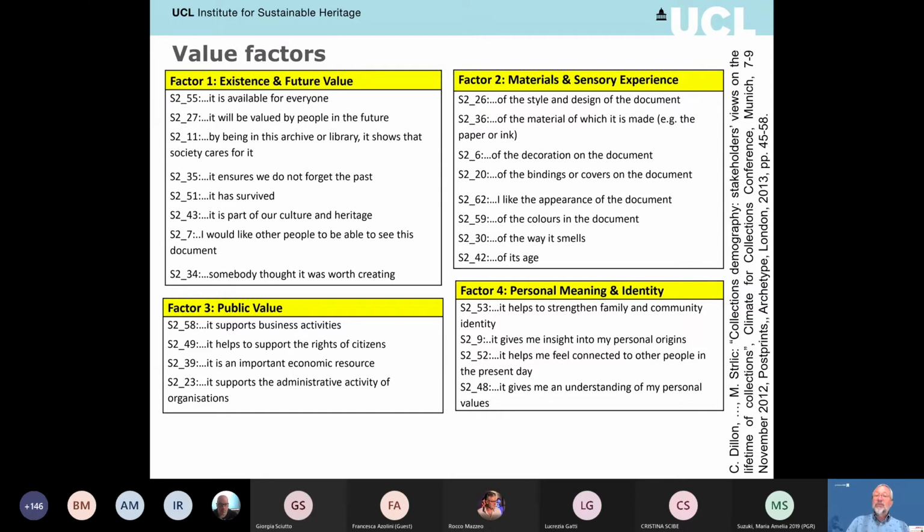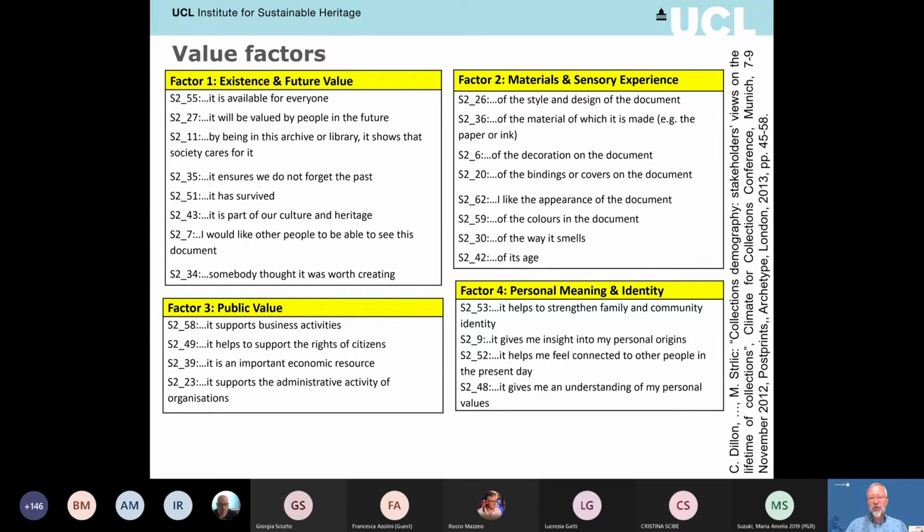It was very, very interesting that out of the 9 factors, only one corresponded to actual material characteristics of objects. This factor we called materials and sensory experience and reflected the attitude of respondents to the style and design of documents, to the material of which the documents were made, for example, in our case, obviously, papers, inks, parchment, etc., etc. They also reflected the attitudes to, obviously, decoration of the documents, for example, book bindings and similar, the appearance, colors, but not just visual information, also olfactory information. We know that a lot of people appreciate historic libraries because of the way that old books smell.